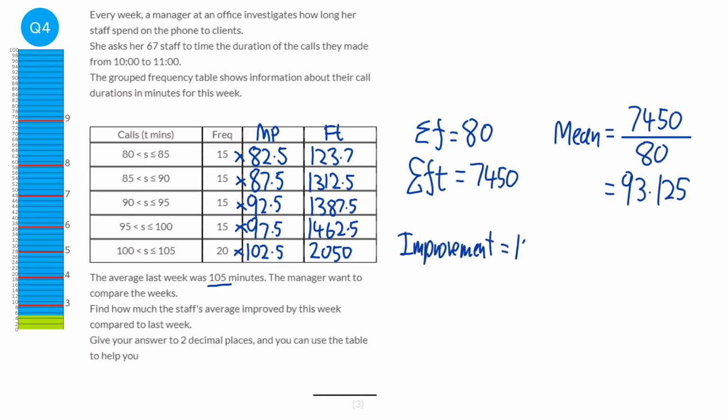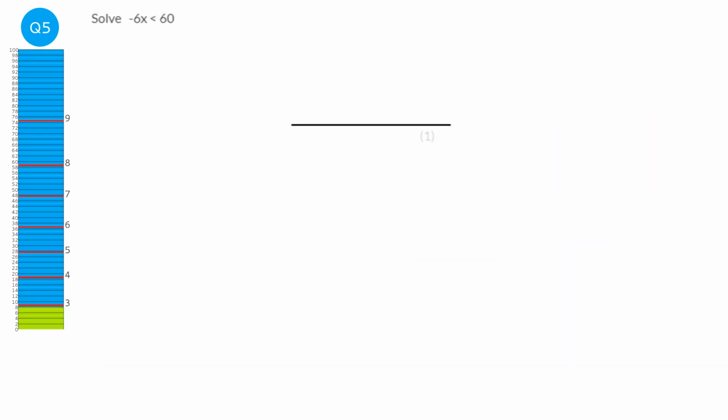And we're going to do 105 take away the 93.125. And that's going to be 11.875. Now it does ask for 2 decimal places, so that will be 11.88.